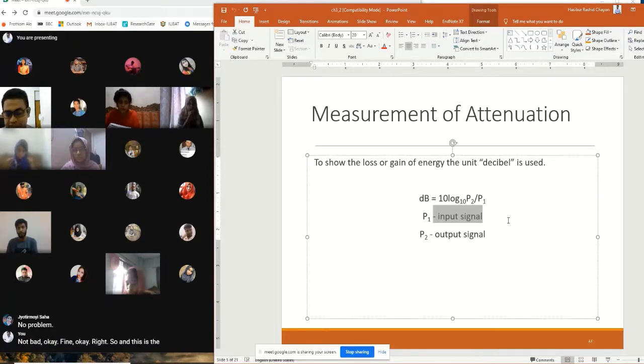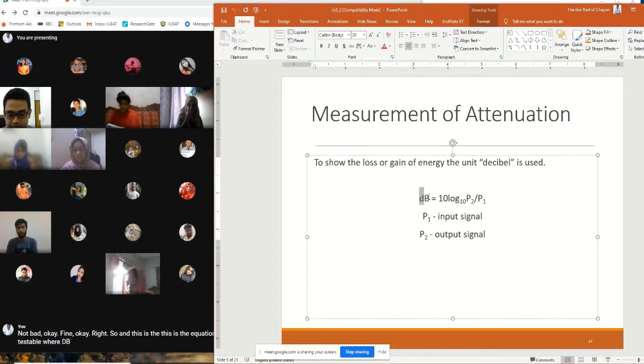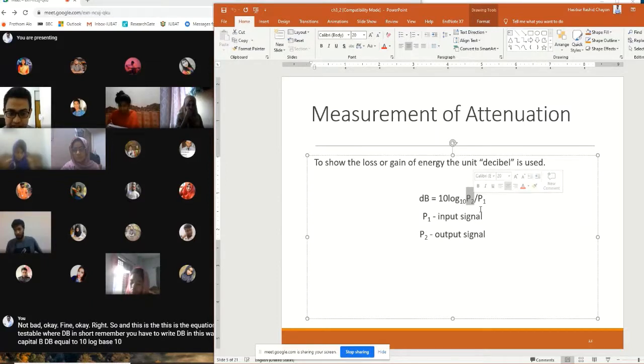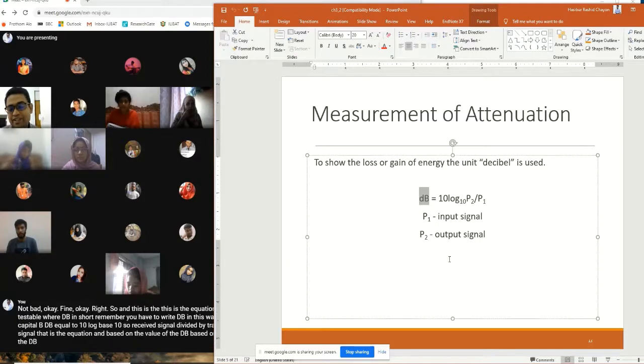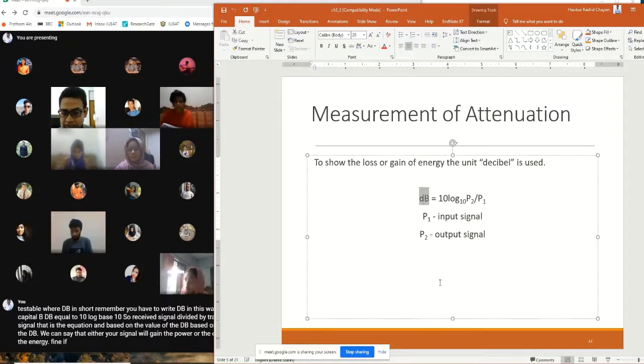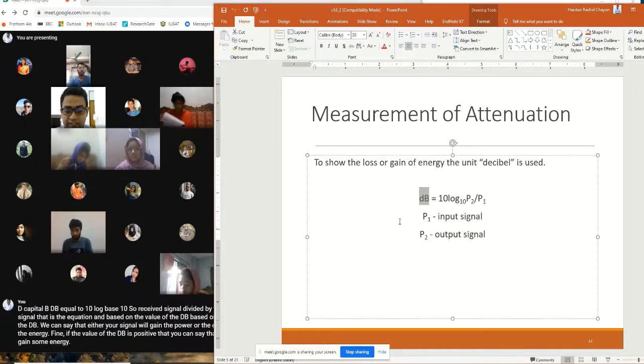This is the equation of the decibel. Remember you have to write dB this way: small d, capital B. dB equals 10 log base 10 of received signal divided by transmitted signal. Based on the value of the dB, we can say that your signal will either gain power or energy, or lose energy. If the value of the dB is positive, that means you gain some energy. If the value of the dB is negative, then you lost energy whenever you travel the distance.